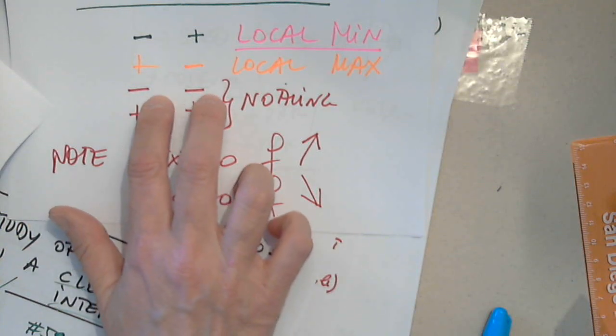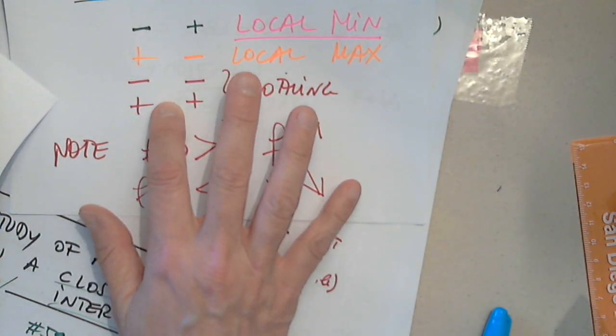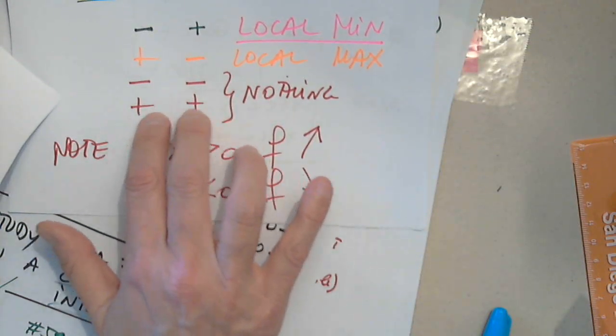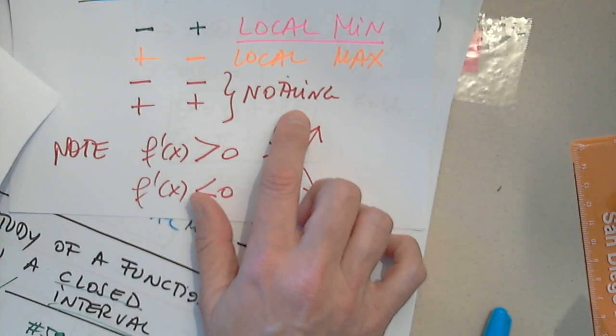Okay, so if the first derivative, even if there is a critical number here, if it's always negative, that's not a max min. Even if there is a critical number in here, whatever that is, if it never changes sign, it's always positive, there is no max min. Is that better?